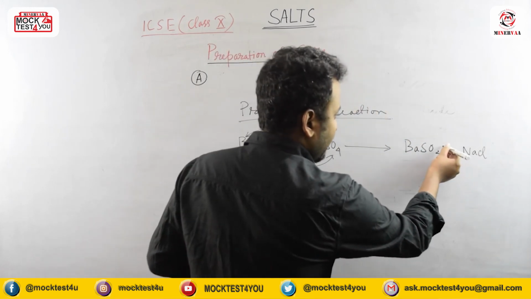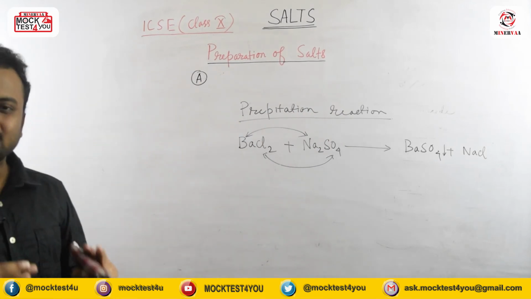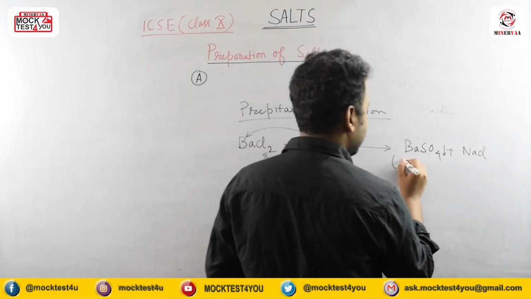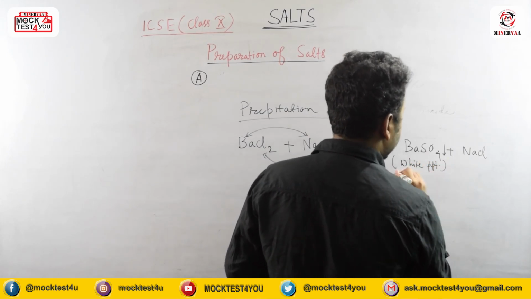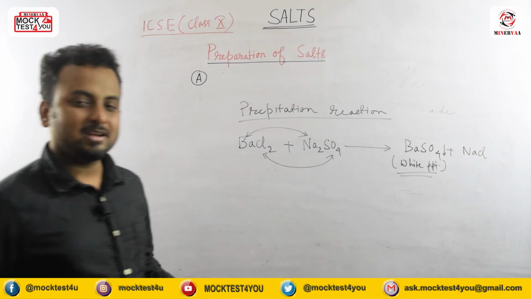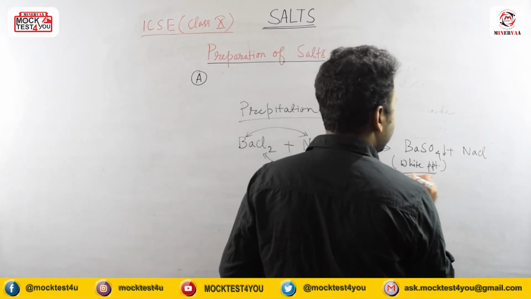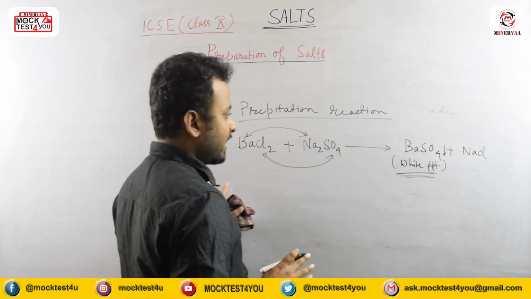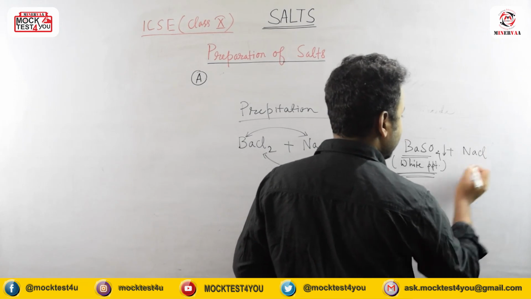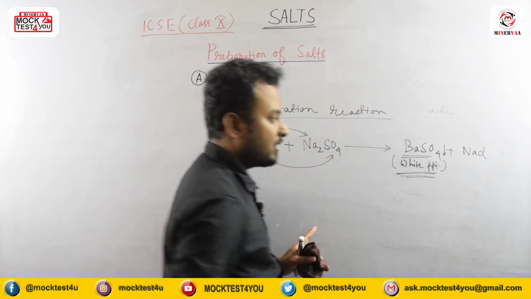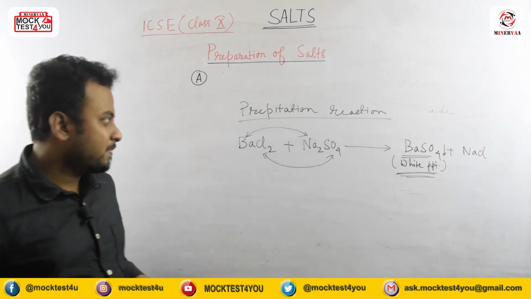Now here BaSO4 is insoluble. It is suspended in the solution as a white precipitate. And we all know that precipitates are insoluble in water, insoluble in the solvents. So we are getting an insoluble salt by precipitation reaction, but NaCl is a soluble salt.